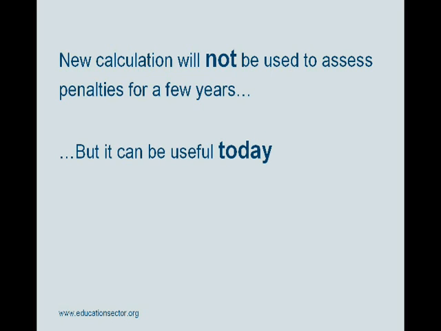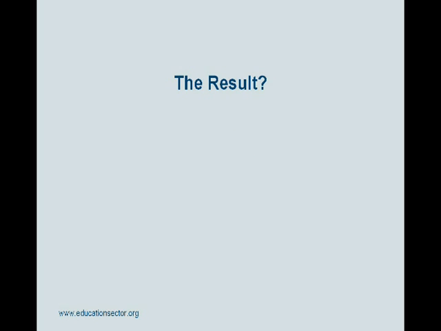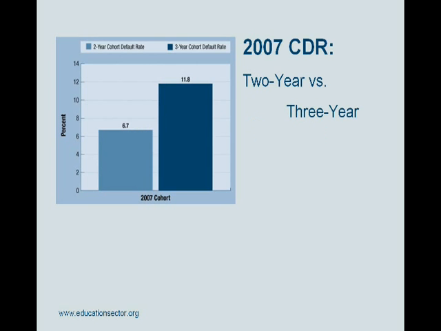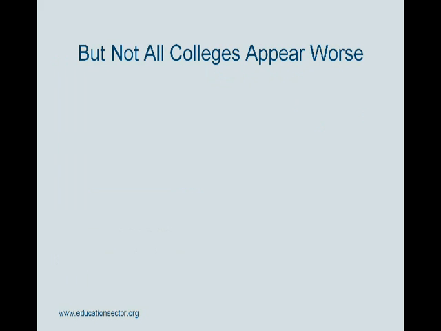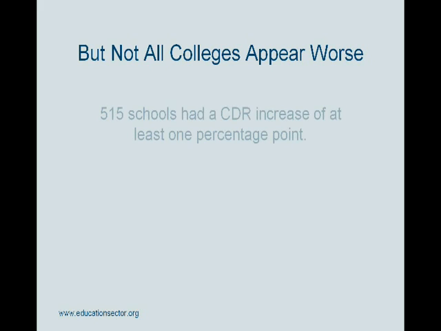So what do the new 3-year rates show? For starters, extending the measurement window to 3 years results in much higher default rates. For example, 6.7% of student loan borrowers nationwide defaulted on their loans within 2 years. But when the window is extended to 3 years, the number rises to 11.8%. This large increase represents an additional 162,000 students across the country who defaulted. But not all colleges had big increases in their 2007 CDRs when the measurement window was changed to 3 years. In fact, at 515 institutions, the cohort default rate went up by 1 percentage point or less.